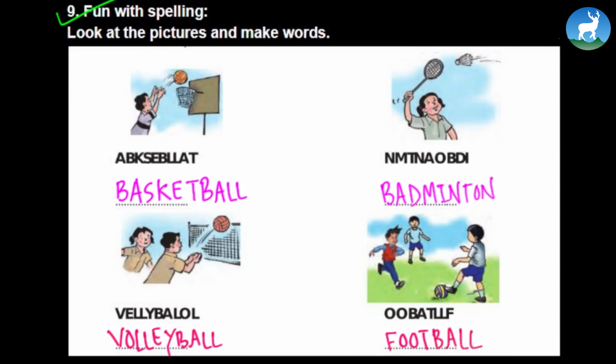By the way, these are all different kinds of outdoor activities or sports. So these are sporting activities. The boys are playing basketball, the girls are playing badminton, boys and girls are playing volleyball, and the boys are again playing football. Alright, so we corrected the wrong spellings.